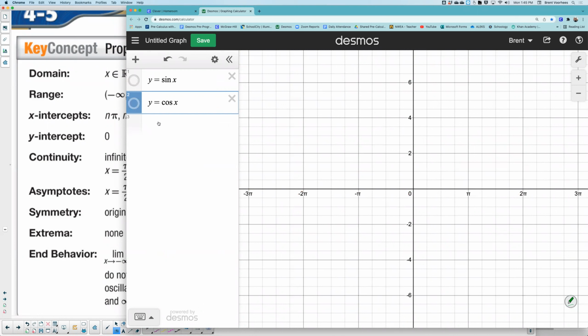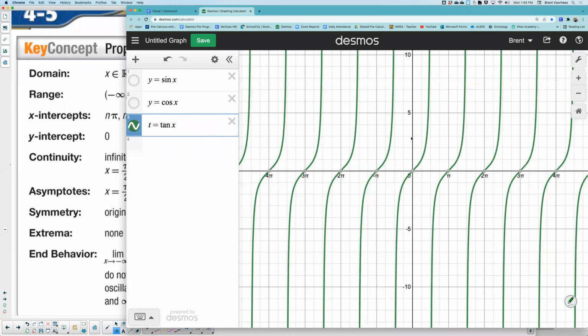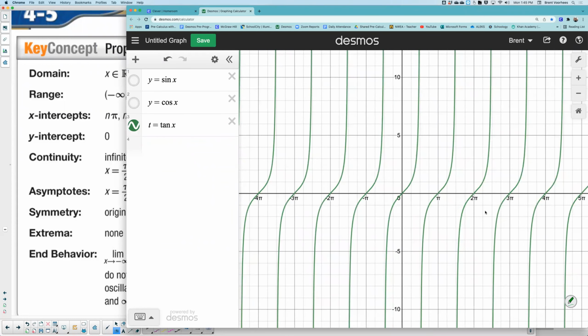Well, the other graphs, let's talk about tangent. Y equals tangent looks like this. How would you describe those? Do you remember the name first semester, what we called that?